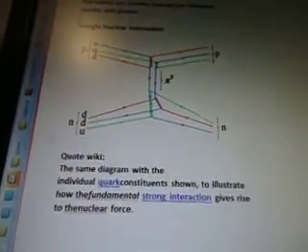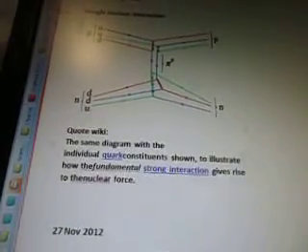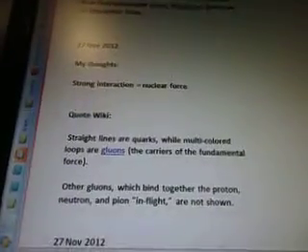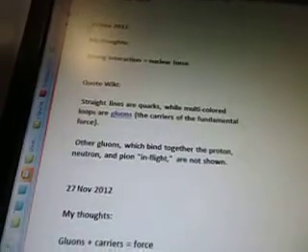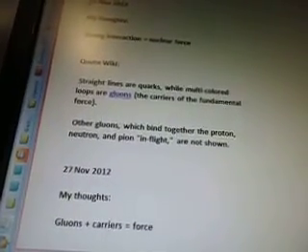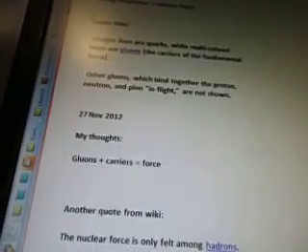Quote from Wiki: the same diagram with the individual quark constituents shown to illustrate how the fundamental strong interaction gives rise to the nuclear force. So November 20, my thoughts. A strong interaction equals nuclear force. Quote from Wiki: straight lines are quarks, while multicolored loops are gluons, the carriers of the fundamental force. Other gluons which bind together the proton, neutron, and pion in flight are not shown. So my thoughts: gluons plus carriers equals force.